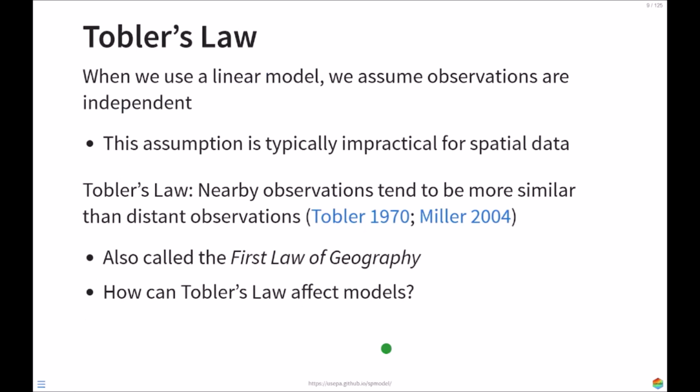So when we use a linear model, one implicit assumption that we're making is that observations are independent of one another, meaning that observation 1 doesn't share any information with observation 2, and so on. But for spatial data, this assumption is typically impractical. And the reason that it's impractical is because of this fundamental law or axiom called Tobler's law. And it says that nearby observations tend to be more similar than distant observations. So a straightforward statement, but there's a lot there.